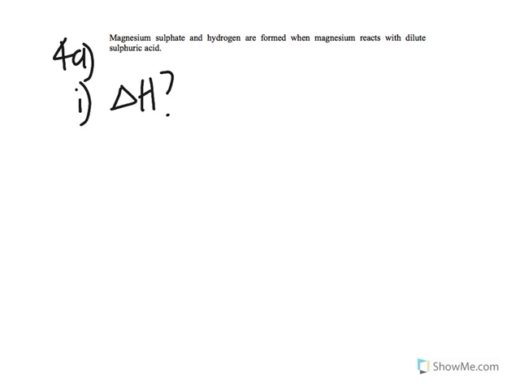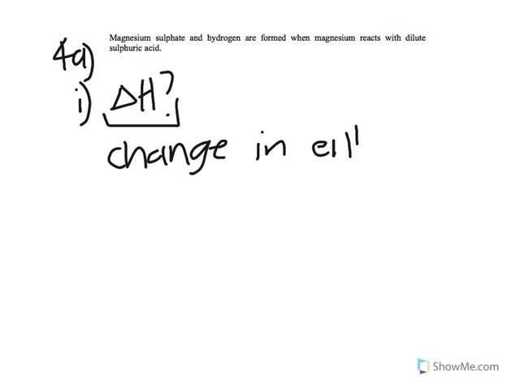Alright, so question 4A1 is just asking you what is the meaning of delta H. What does delta H represent? Delta H is basically just the change in enthalpy of a reaction, and enthalpy is just energy. So delta H is just the change in enthalpy of a reaction. Simple.